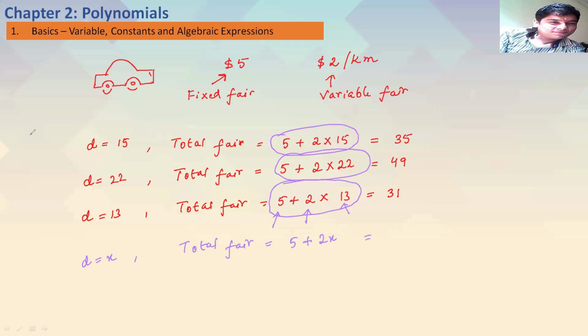So, you understand here that this 5 and 2 are constants. And the x is the variable. Are you getting the picture? Fantastic. I'm going to clear this, okay?